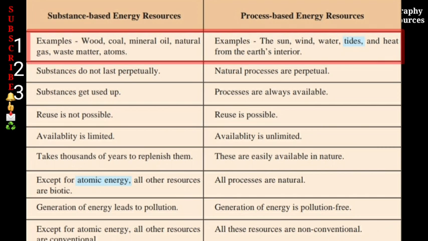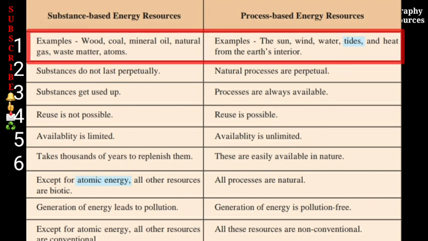Now, we shall have the examples of process based energy resources. The sun, wind, water, tides and heat from the earth's interior. These are process based energy resources. These are called process based energy resources because after doing some process we can use the energy.